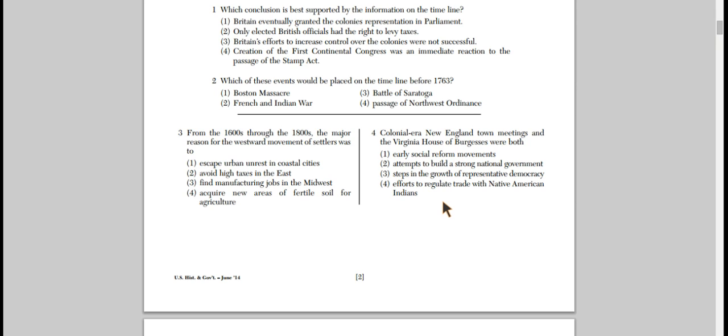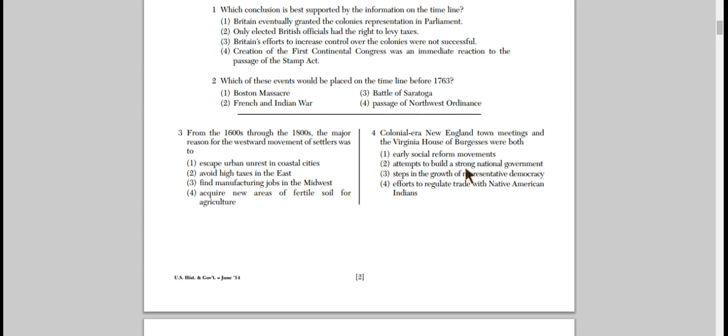Early social reform movements, attempts to build a strong national government, steps in the growth of representative democracy, efforts to regulate trade with Native American Indians. So let's get rid of 4. Early social reform movements. Well, I think these were trying to get people involved in the democratic process. That doesn't sound like social reform, so I'm going to get rid of 1.